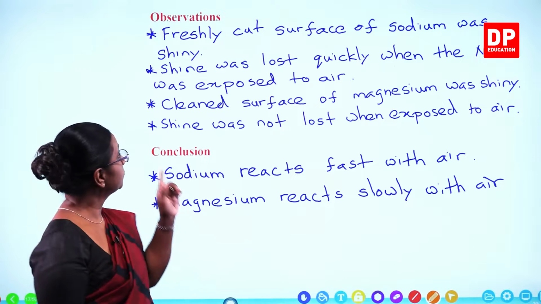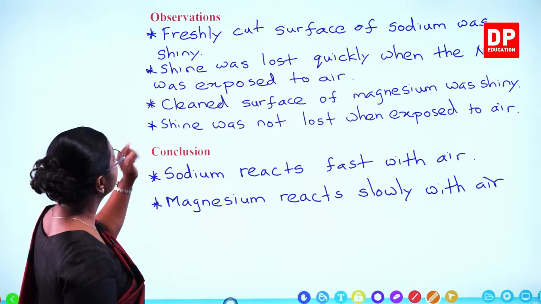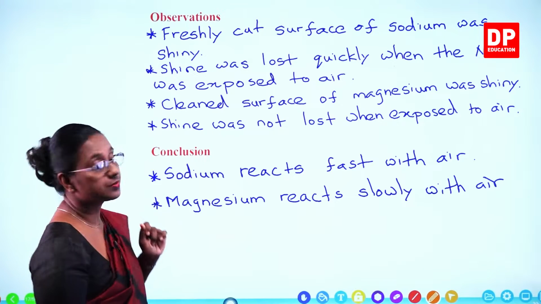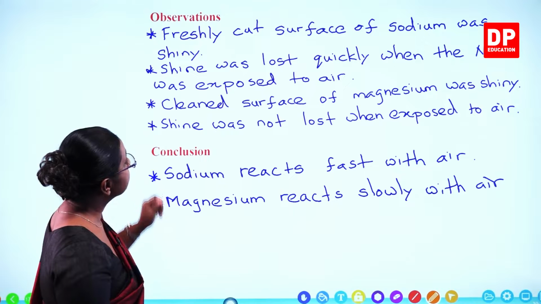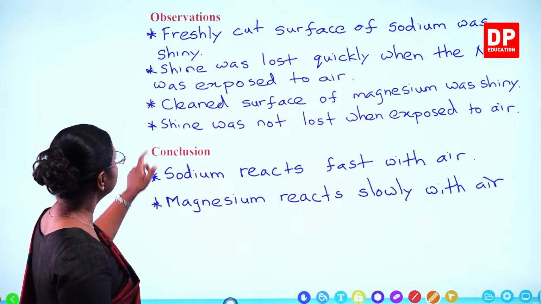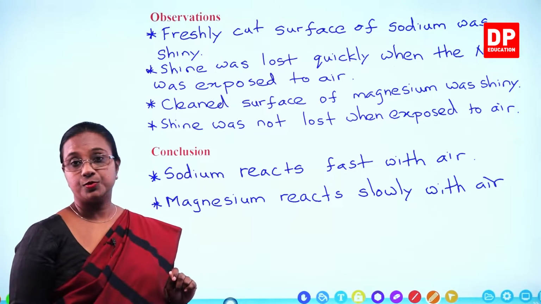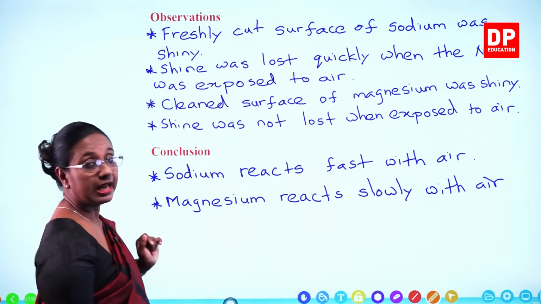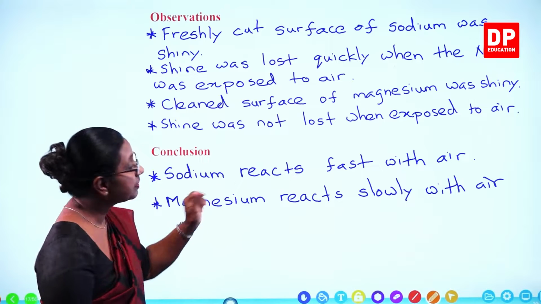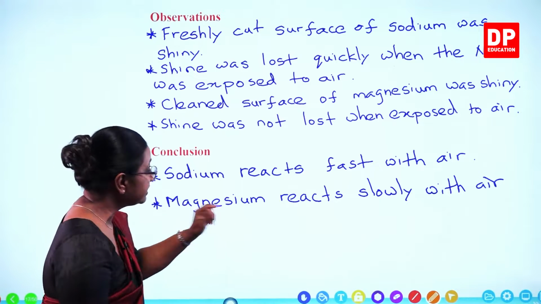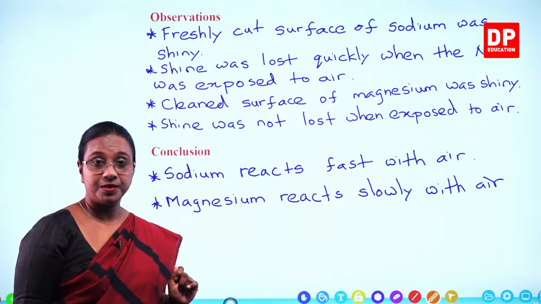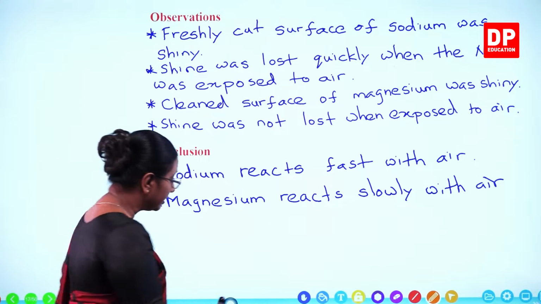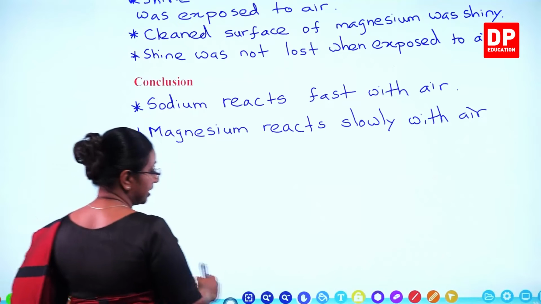So the observations: the freshly cut surface of sodium was shiny. The shine was lost quickly when the sodium was exposed to air. The clean surface of magnesium was shiny. The shine was not lost when exposed to air. So this is for magnesium. From that we can conclude that sodium reacts fast with air, and magnesium reacts slowly with air. You are familiar with these two reactions also, students. We have written the balanced chemical equations as well.